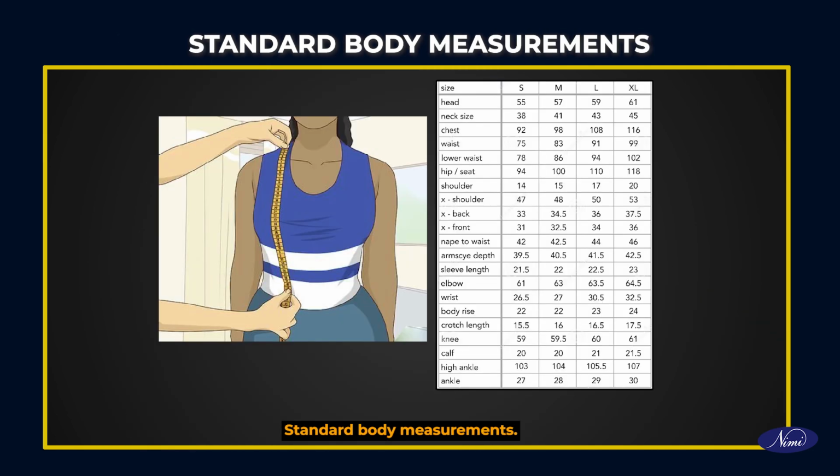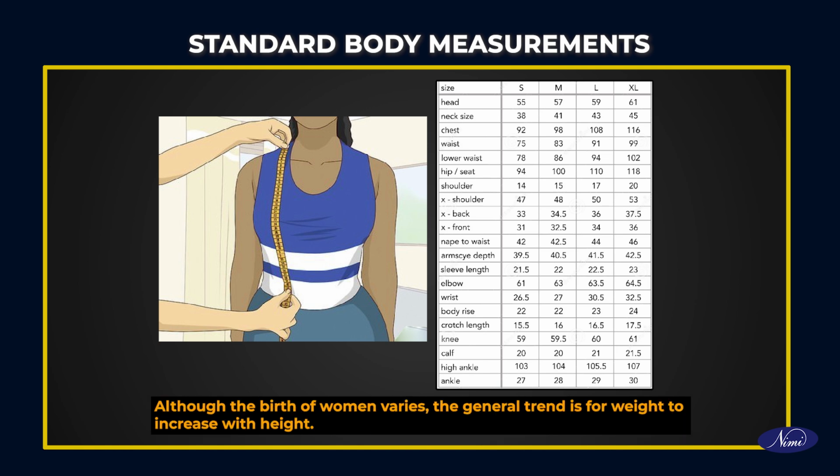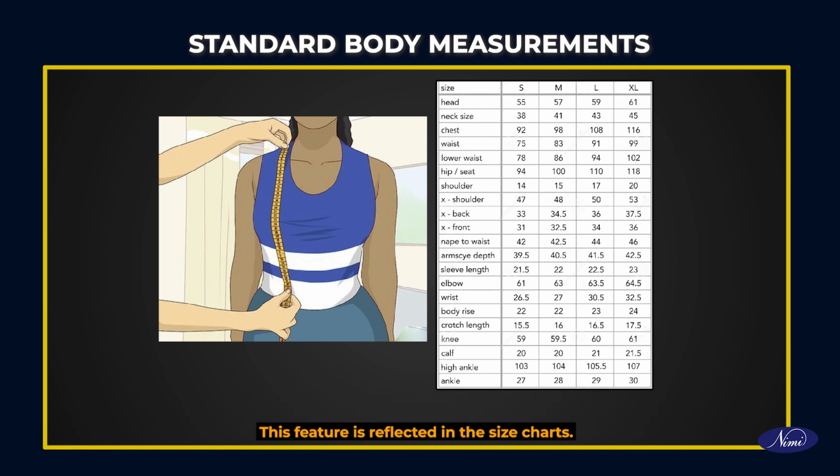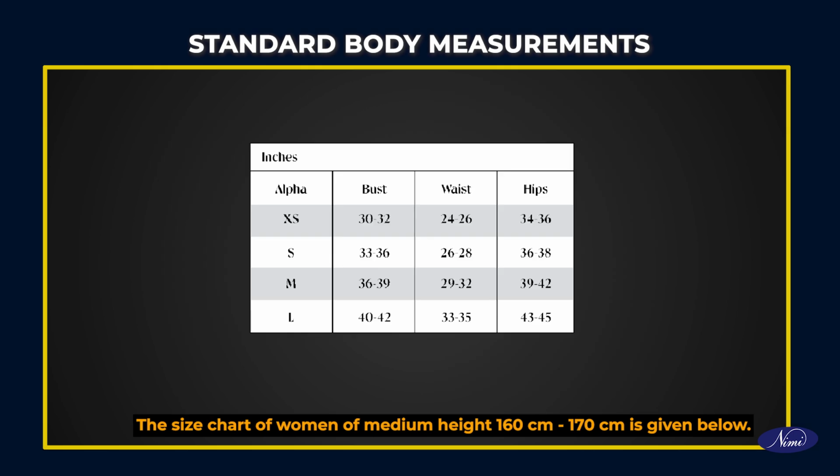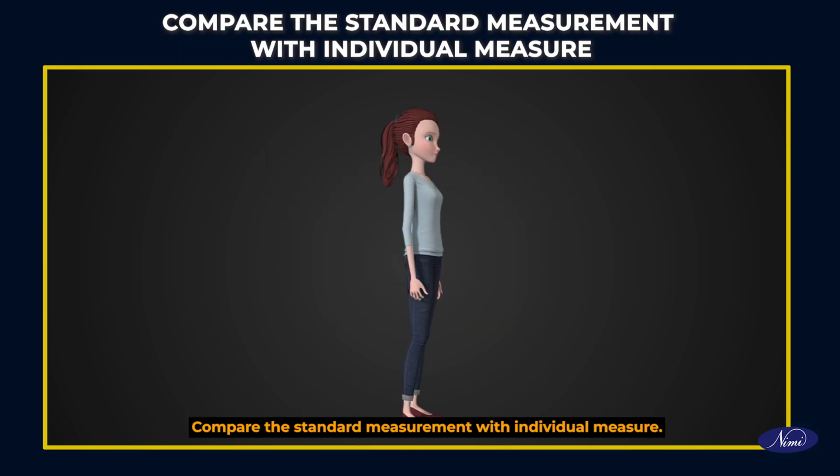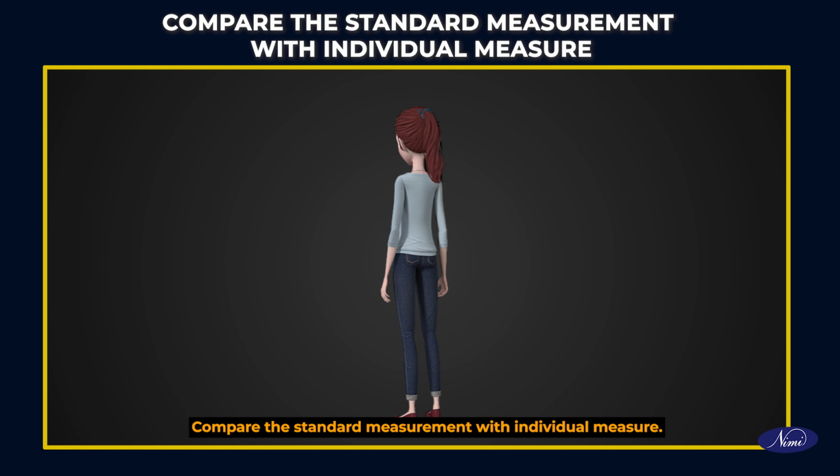Standard body measurements. The largest percentage of population falls into the medium-high range. Although the girth of women varies, the general trend is for weight to increase with height. This feature is reflected in the size charts. The size chart of women of medium height 160 cm to 170 cm is given below. Compare the standard measurement with individual measure.